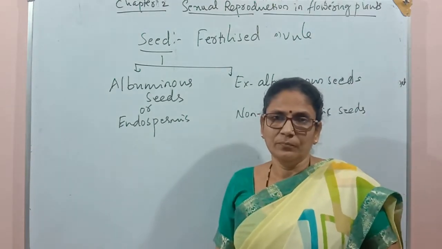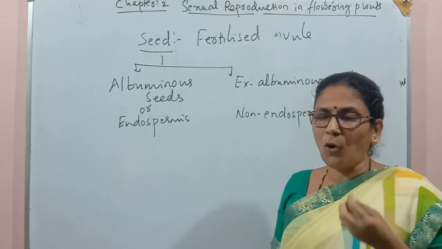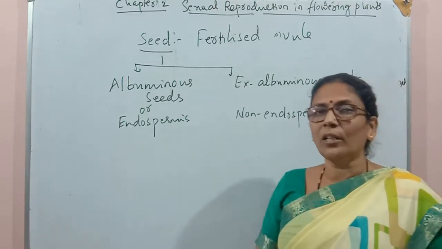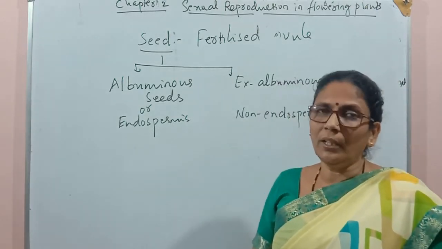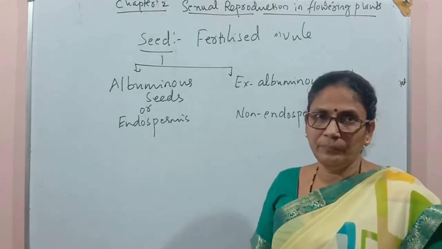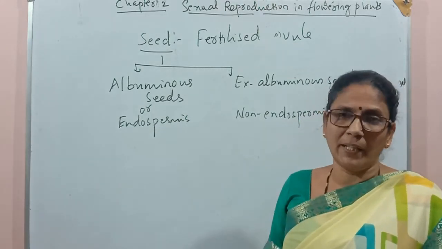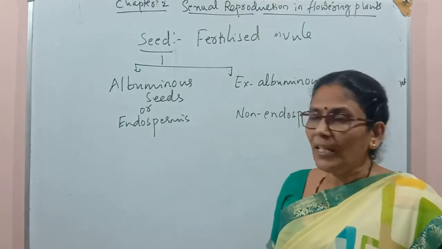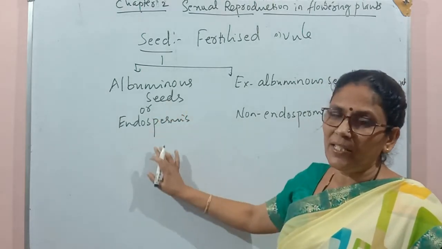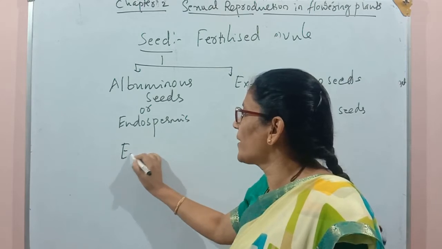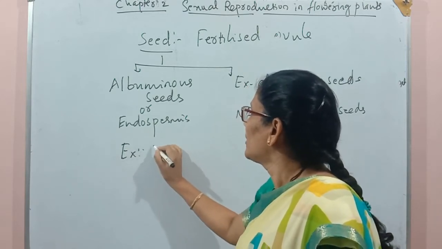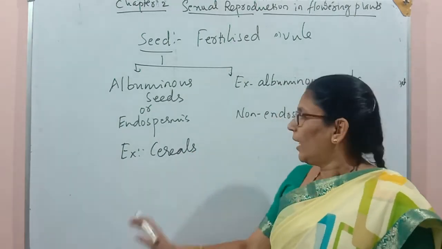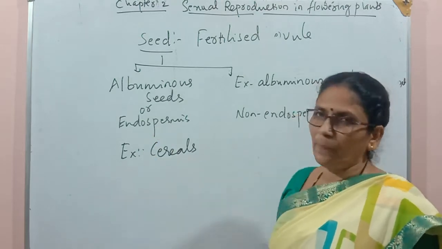Endospermic seeds are those in which a small amount of endosperm is retained. During embryogenesis, the embryo does not utilize all the endosperm completely, and a small amount is retained in the mature seed. Such seeds are called albuminous seeds. For example, cereals like maize and other cereals show the endosperm.